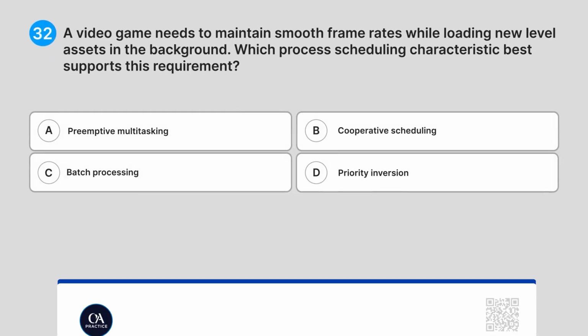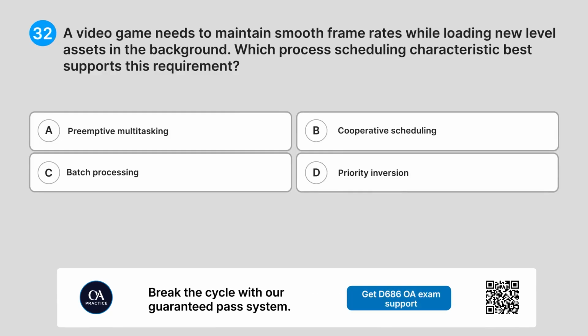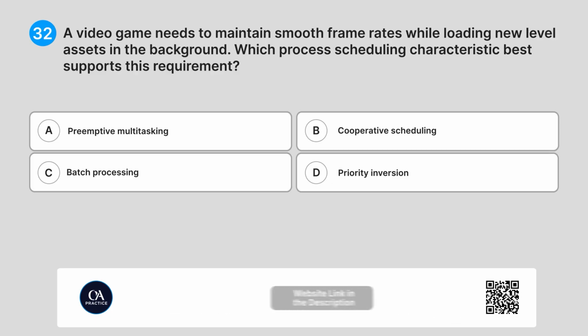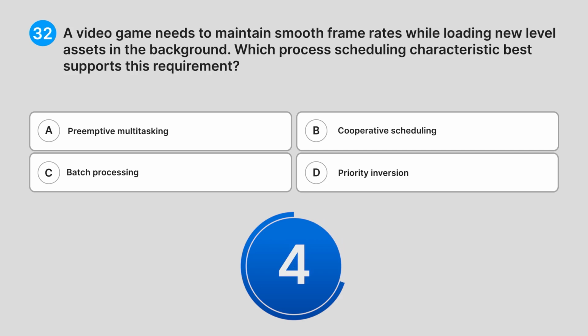32. A video game needs to maintain smooth frame rates while loading new level assets in the background. Which process scheduling characteristic best supports this requirement? A. Preemptive multitasking. B. Cooperative scheduling. C. Batch processing. D. Priority inversion. Do you know the answer?